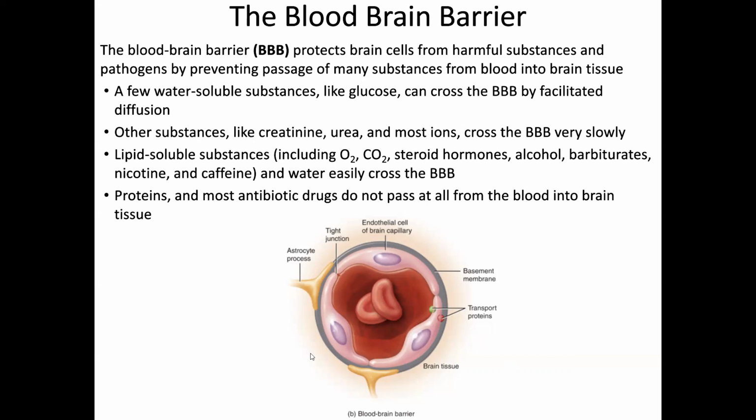Okay. Now, does that mean nothing can leave the blood? No, some stuff absolutely does need to. Things that are water soluble, like glucose, can cross the blood-brain barrier by facilitated diffusion. This means they need those transport proteins. Other substances like creatinine, urea, most ions can cross the blood-brain barrier very slowly. Things that are lipid soluble, like oxygen, carbon dioxide, steroid hormones, alcohol, barbiturates, nicotine, and caffeine, can easily cross the blood-brain barrier. Imagine you guys know most of those things listed there.